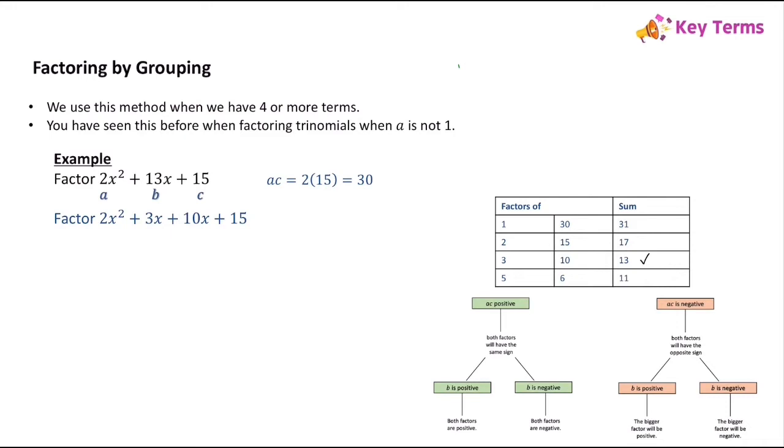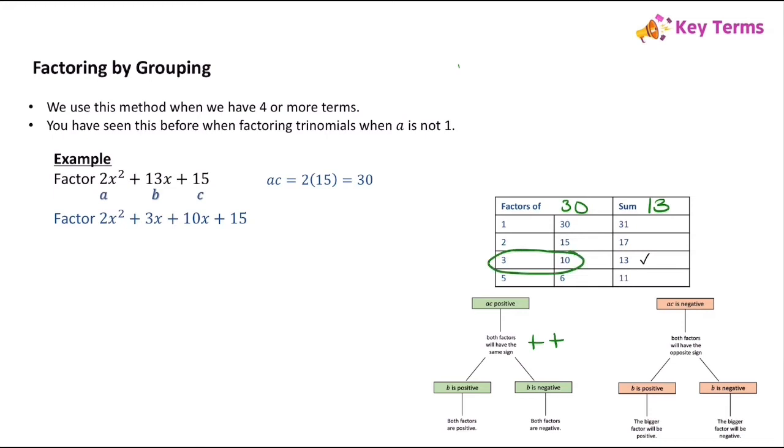Remember, when a is not 1, we had to look at the coefficient of a and the value of c. So a times c was 2 times 15, which is 30. Then our goal was to figure out factors of 30 that added up to the b value, which is 13. In this case, b is positive and ac is also positive, so all our factors are going to stay positive. So the correct combination of factors that will give us 13 is 3 and 10.